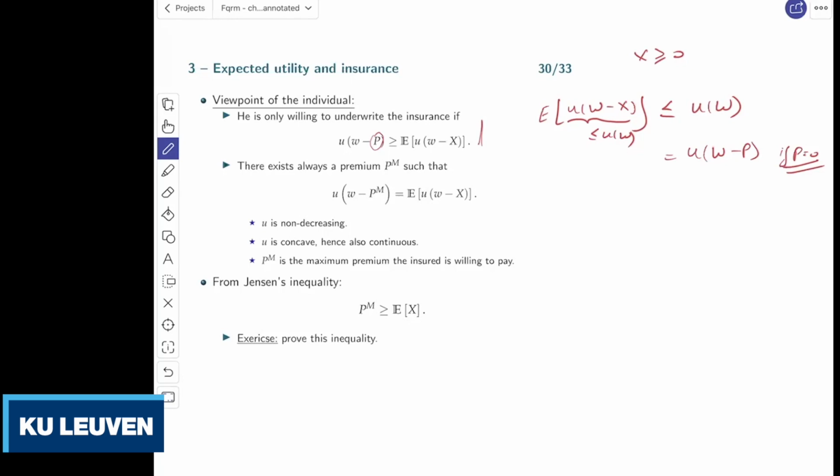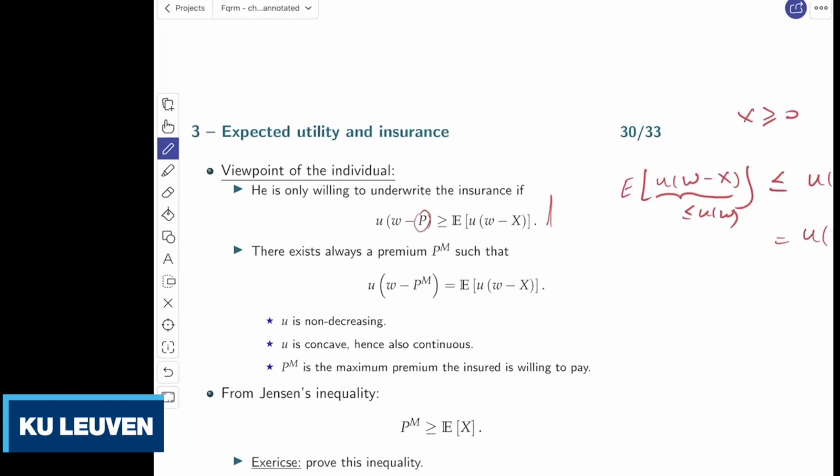If you take P very large, so if you look at this left hand side, you have U is a non-decreasing function. P, you have minus P, meaning that here if you increase P, W minus P becomes smaller and smaller. Your utility of W minus P becomes smaller and smaller and smaller, right? So this thing, P to U(W minus P), is decreasing in P. The larger you take P, the smaller that quantity gets.